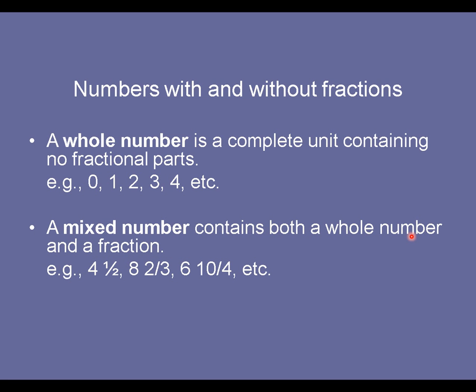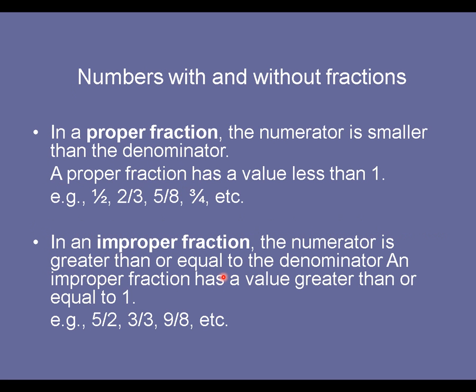But some numbers contain a whole number and a fraction both. Those numbers are called mixed numbers, like these ones you have at the bottom. So you see here 4 and a half. 4 is a whole number, but half is a fraction. When you have numbers like 8 and 2 over 3, then 6 and 10 over 4, 8 is a whole number, 2 over 3 is a fraction, 6 is a whole number, 10 over 4 is a fraction. These sorts of numbers are called mixed numbers.